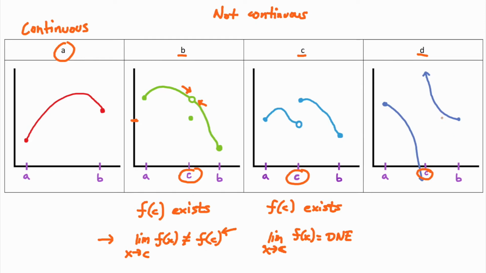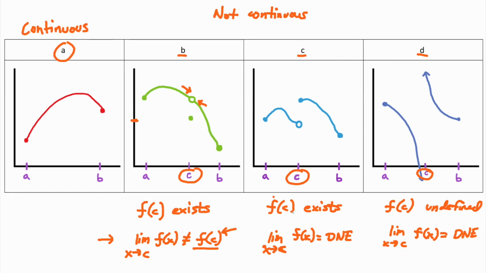Okay, same thing here, only this time f of C is undefined. So because f of C is undefined, there's no way that f of C could be equal to the limit of f of x as x gets closer to C on this. Also, the limit as x gets closer to C of f of x does not exist.